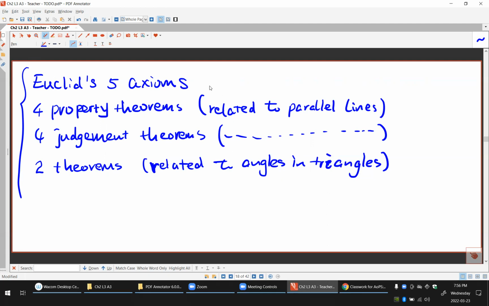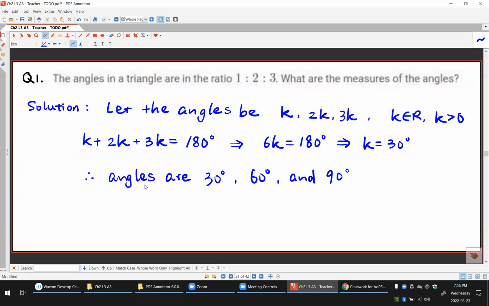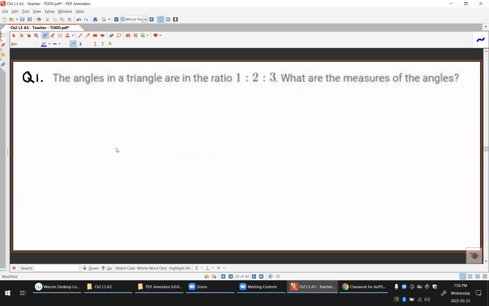If you don't know any of them, please refer to my notes in Google Classroom, okay? I hope you can list them one by one and go over them after the class, okay? And the homework is to review these lecture notes and complete the following questions after the class, okay? I have already uploaded the homework onto Google Classroom.